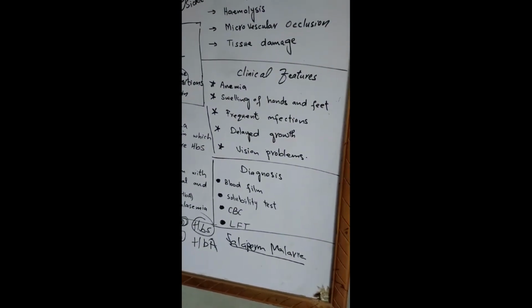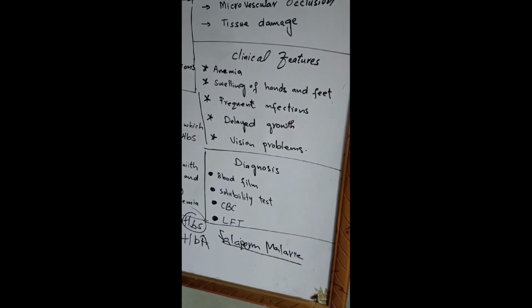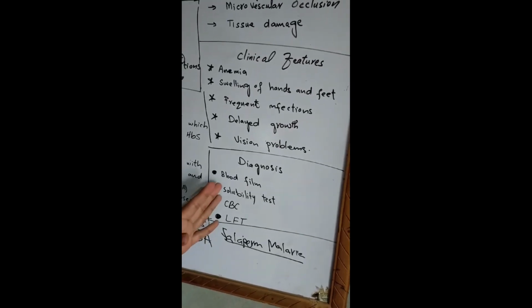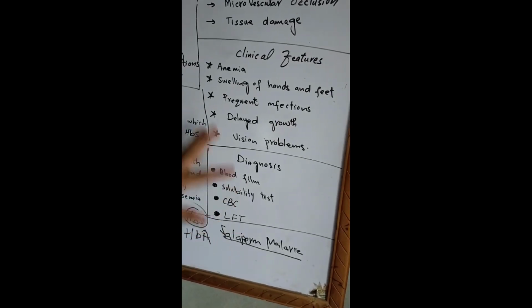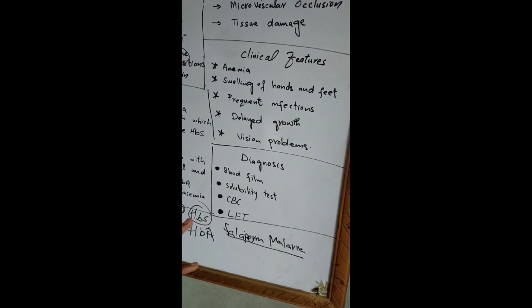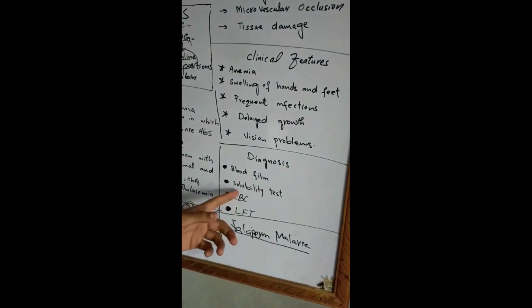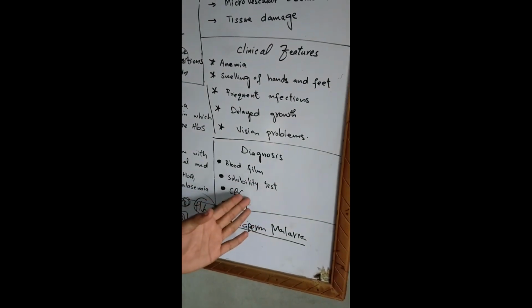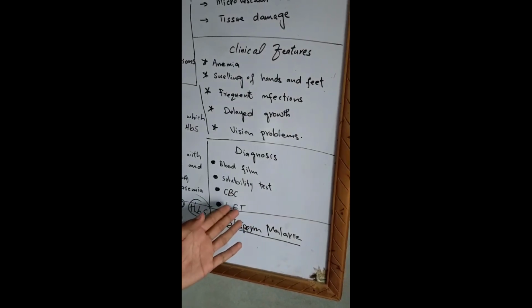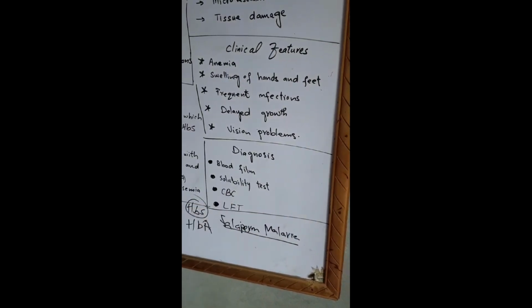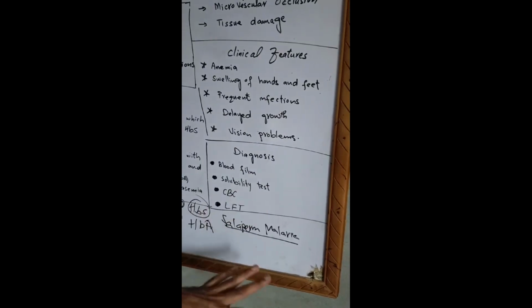Now I will discuss the diagnosis of sickle cell disease. For the diagnosis, we can do a blood film through which we can see the shape of the RBCs, whether it is normal or sickle shaped. We can also perform a solubility test, CBC, and LFTs. LFTs are done to see whether there is hepatomegaly or splenomegaly.